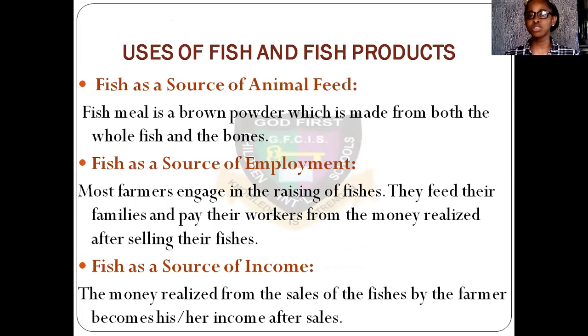And how can we produce this fish meal? It is gotten from the whole fish or the bone. When we sun dry them and also grind them into a powdery form, the animal can feed on it, and it is known as fish meal.